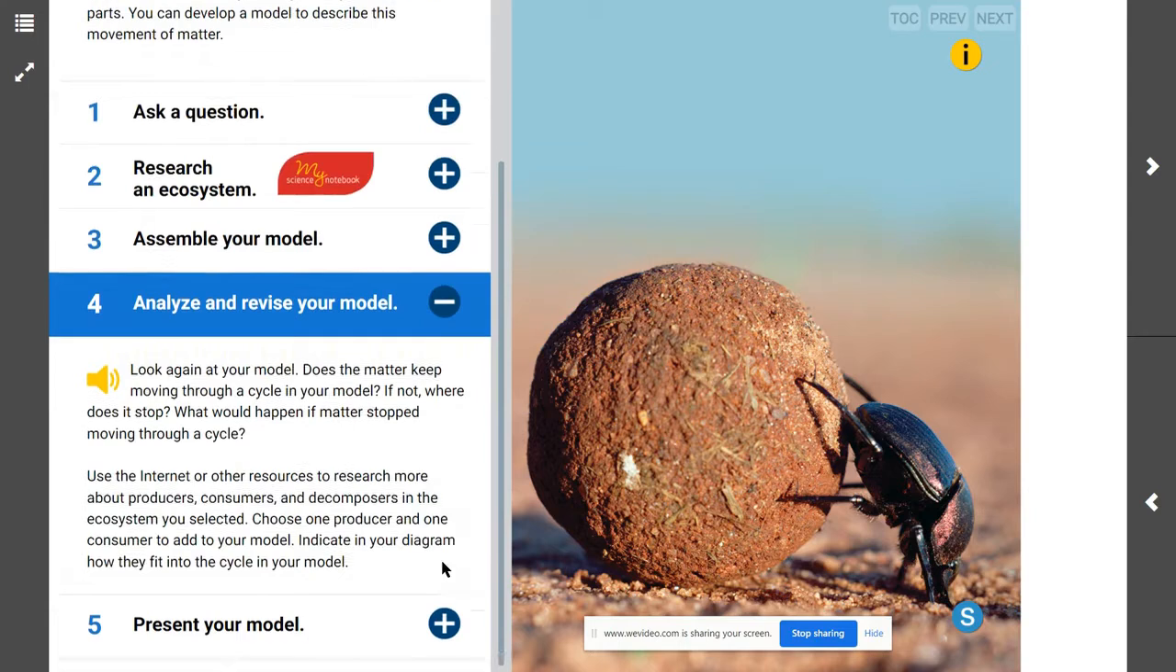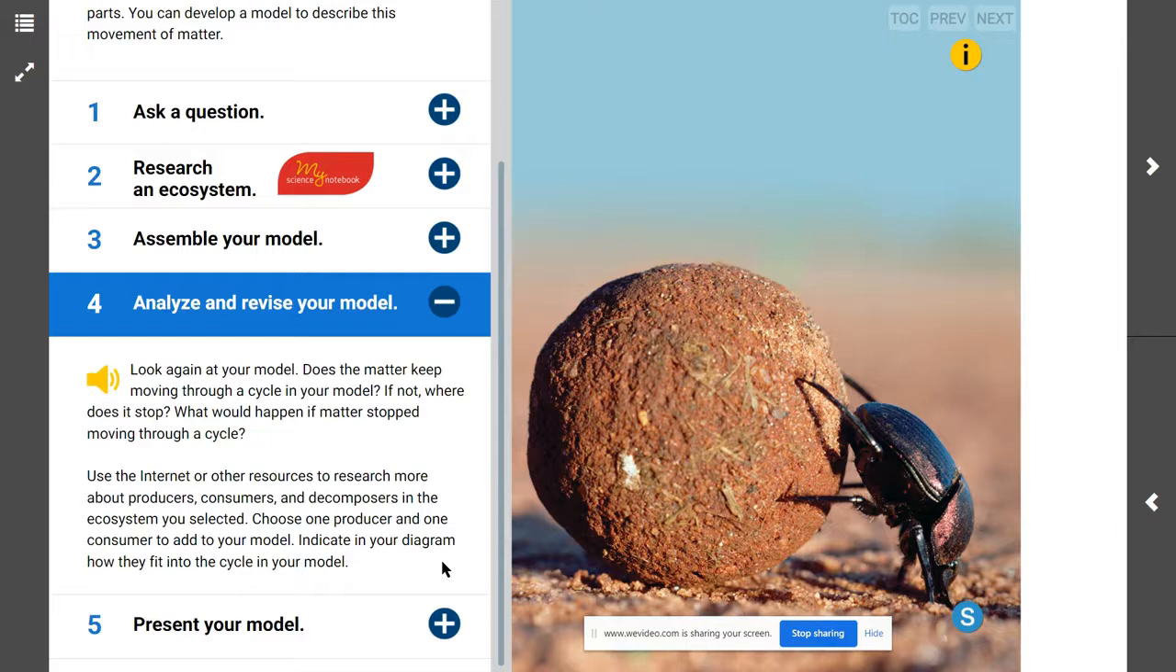So after you assemble your model, there's time to analyze and revise. So think back, look at your model again. Does the matter keep moving through a cycle in your model? If not, where does it stop? What would happen if matter stopped moving through a cycle?